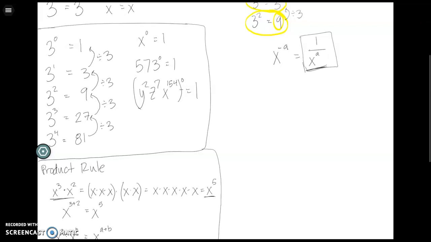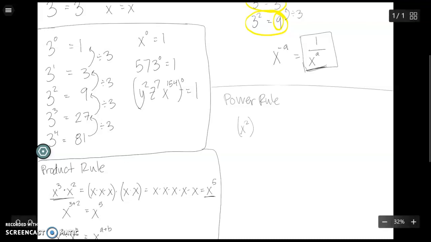Okay, let's look at 2 more rules that we need to deal with. Hopefully we can get through all of them. Okay, first is the power rule. So the power rule means that I'm taking something that's an exponent, like x squared, and I'm going to raise it to another exponent. So I've got double exponents going on, which can be kind of confusing. So I'm going to rewrite this. I know that I'm taking x squared and I'm multiplying it by itself 3 times. So I have x squared times x squared times x squared, right?